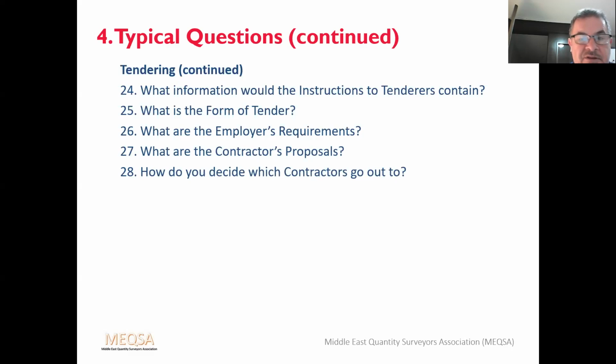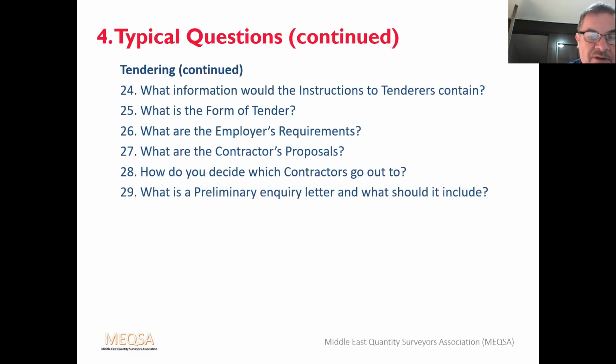How do you decide which contractors to go to? Well, the preliminary inquiry is based on design team recommendations. You would issue a pre-qualification questionnaire to interested and suitable contractors, and then based on these responses, a decision can be made to go out to a reasonable number of tenders, taking into account financial situation, the relevant experience, and the health and safety records.